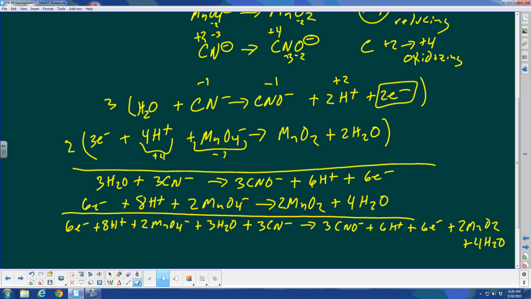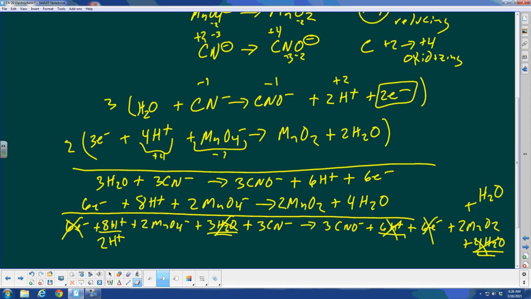And now we want to simplify. 6 electrons, 6 electrons. Good. What else can simplify? I have 8 hydrogens on this side and 6 on this side, so those go, and I have 2 hydrogens here. I have 3 waters here and 4 waters here, so those go, and that's left with just plus 1 water. Good.